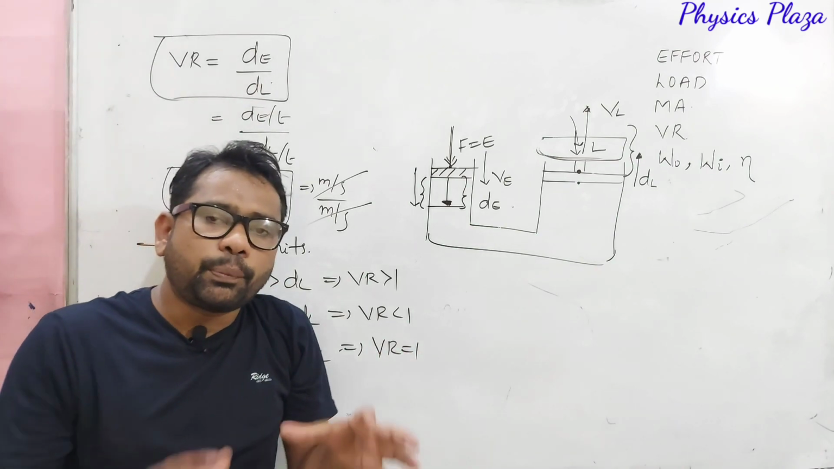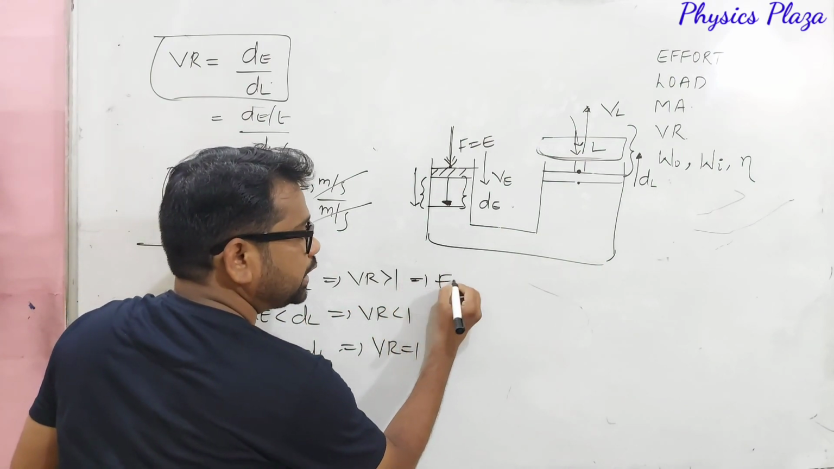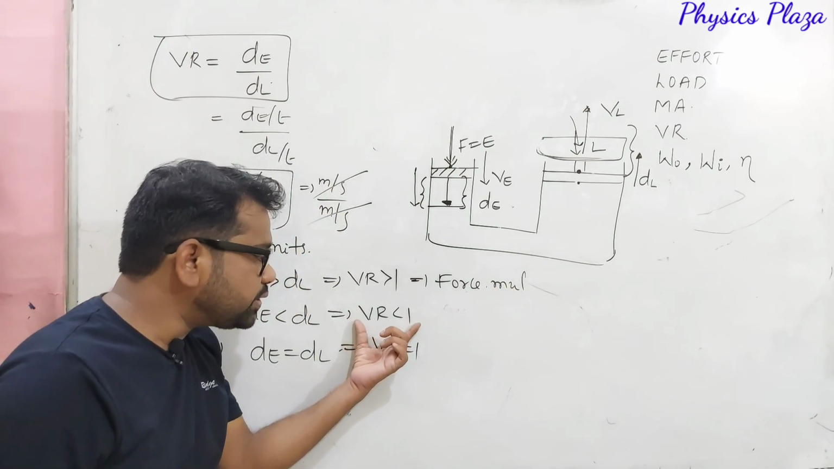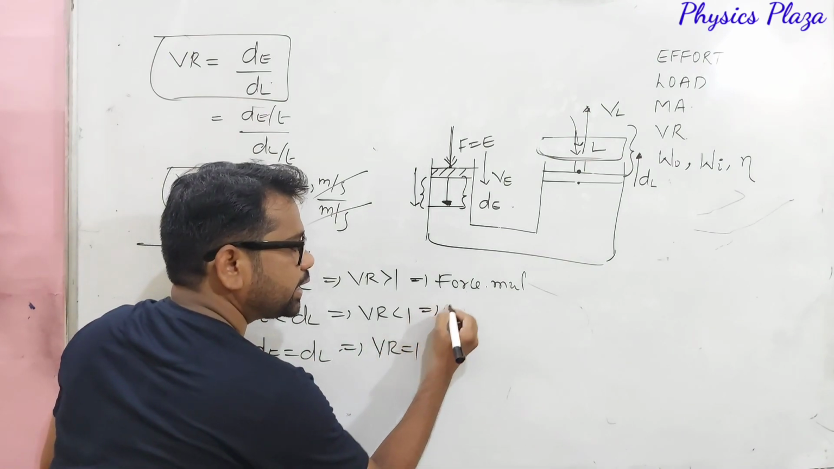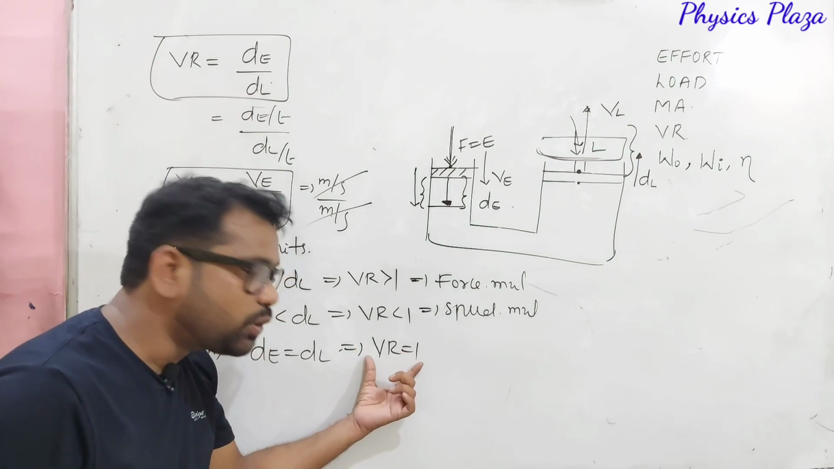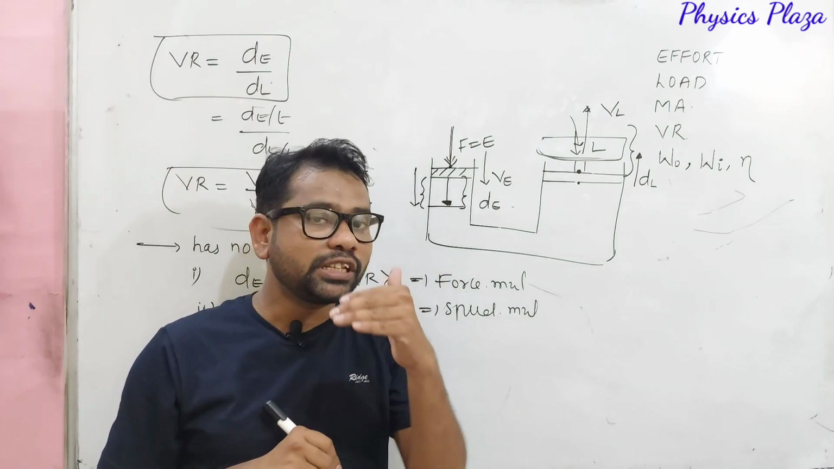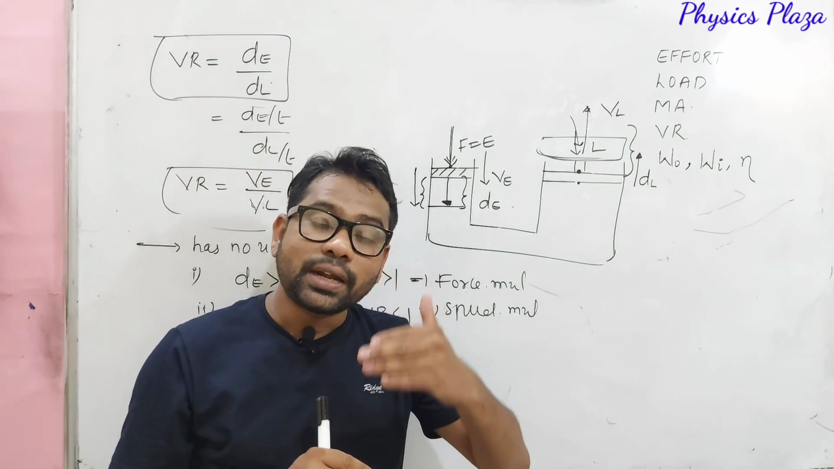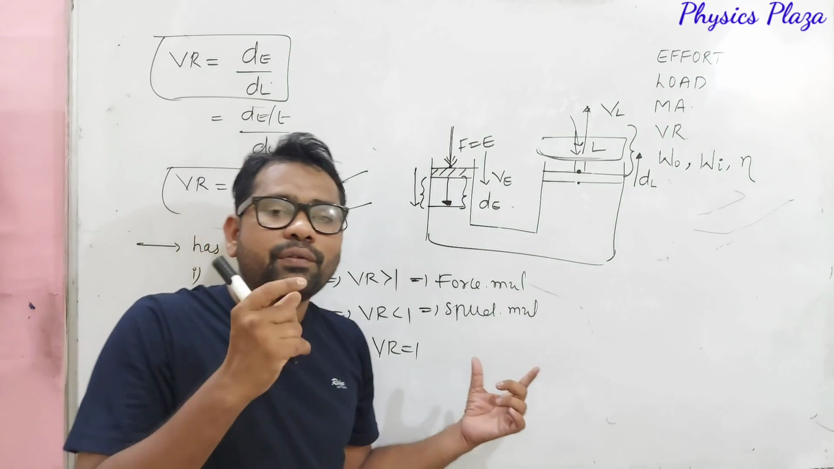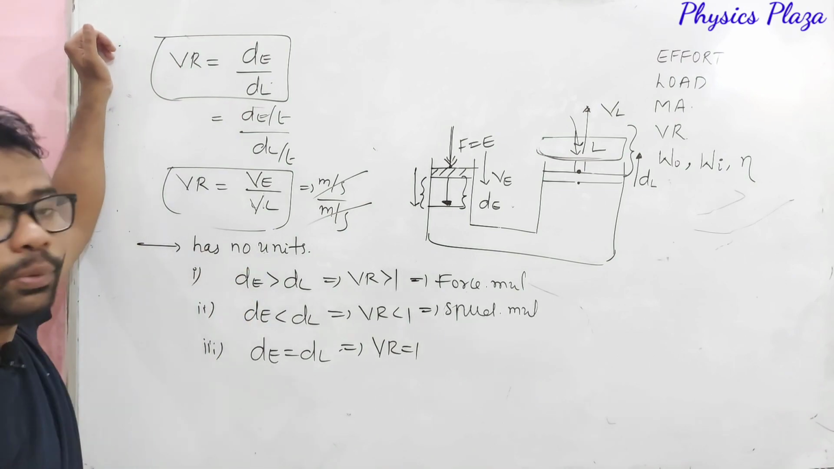But we have to think, if a particular machine has a velocity ratio greater than 1, it acts like a force multiplier. Whereas a machine with a velocity ratio less than 1 acts like a speed multiplier. When the velocity ratio is equal to 1, it acts as neither a force multiplier nor a speed multiplier. Then what is its purpose? It is used to change the direction of the effort applied. Regarding velocity ratio equal to 1, we will discuss it when we get the concept of single fixed pulley and single movable pulley. So this is all about velocity ratio.